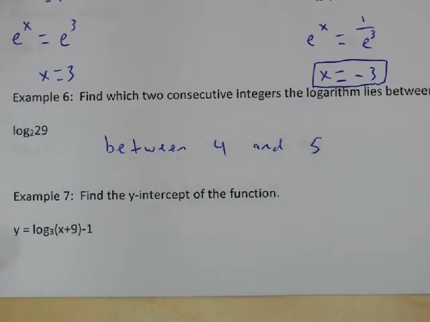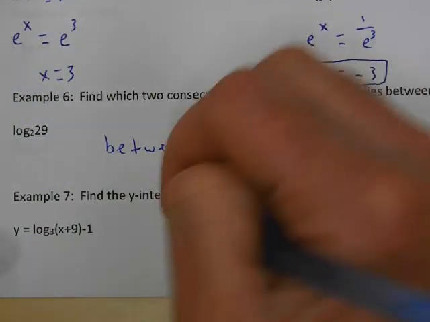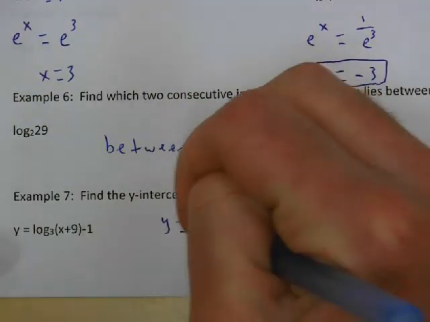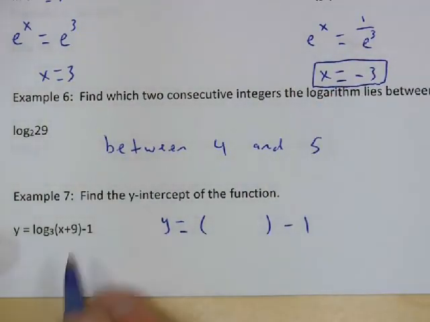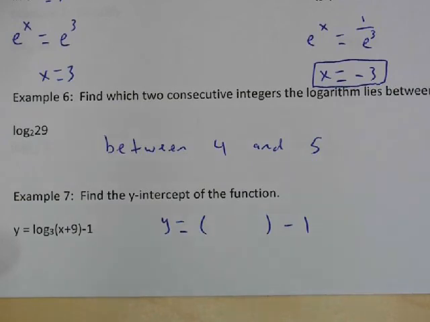It doesn't matter if you're looking for the y-intercept of a line, a parabola, log function, radical function, whatever, how do we always find the y-intercept? Well, we always plug in x is 0. So here, we've got y equals something minus 1. Then I want to stick in x is 0 and simplify. If I stick in x is 0, we get the log of 0 plus 9, which is 9, of base 3.